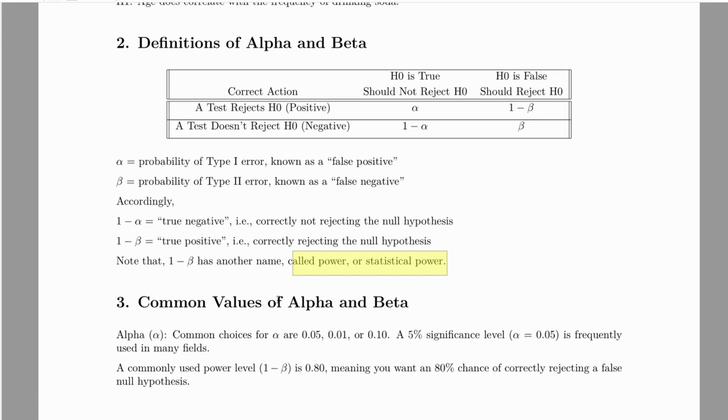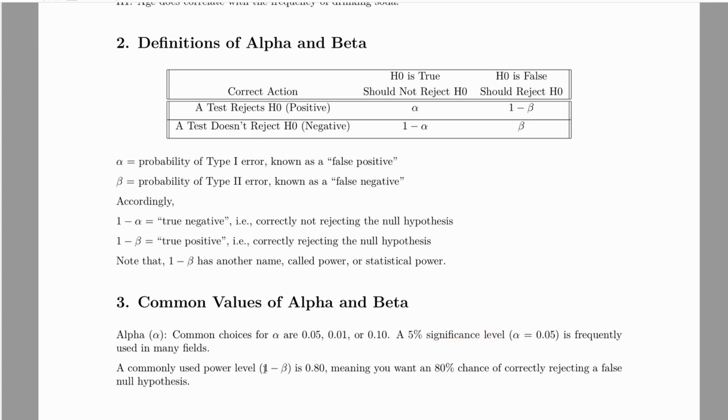Okay, the last component of this video is the common values. So alpha is commonly 0.05 or 0.01 or 0.10. Typically, 0.05 is the most commonly used. And notice that alpha also has another name, called significance level. So in the p-value test, we usually set the p-value cut-off point at 0.05. This is the cut-off point we use in deciding whether we reject the null hypothesis or not.